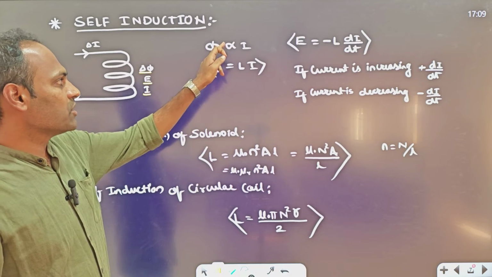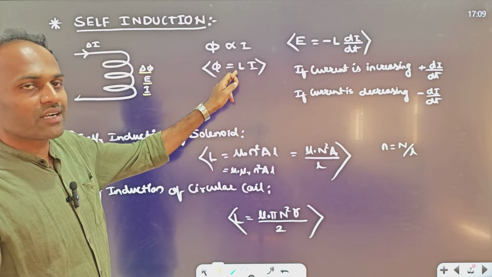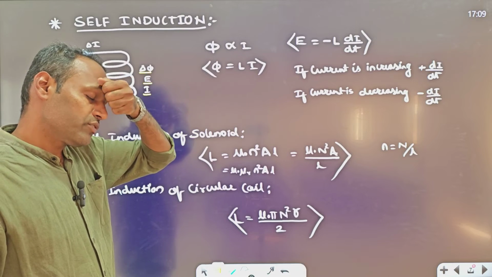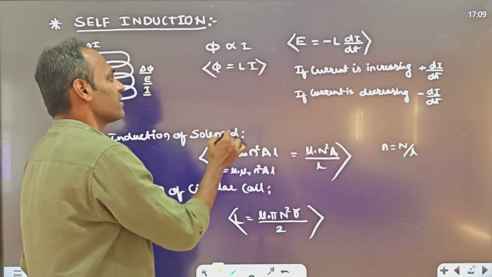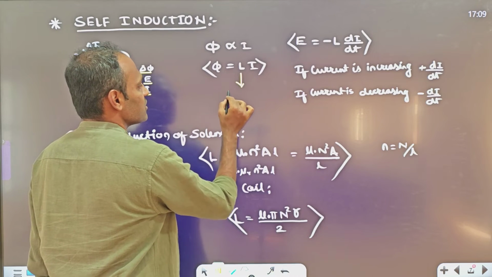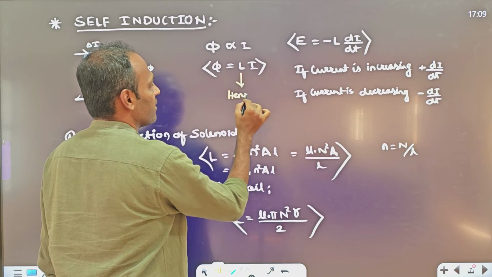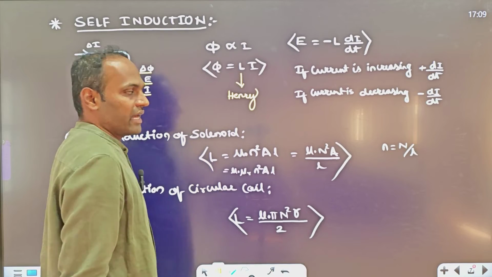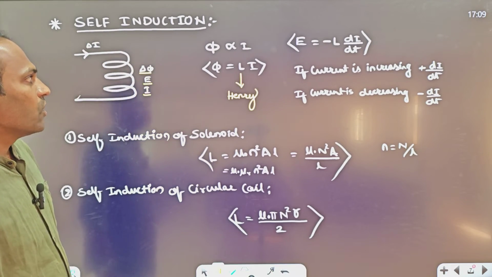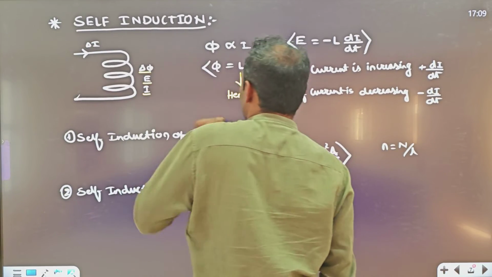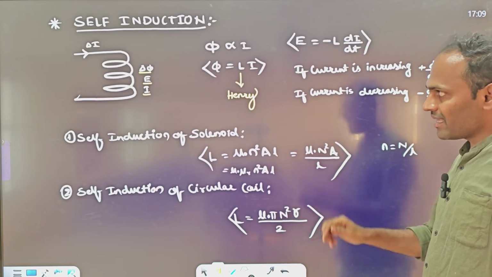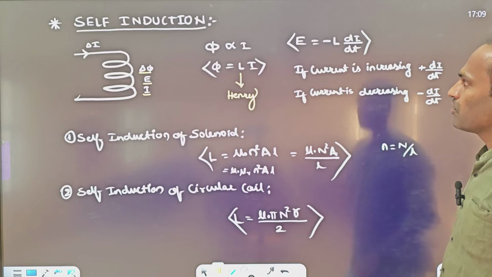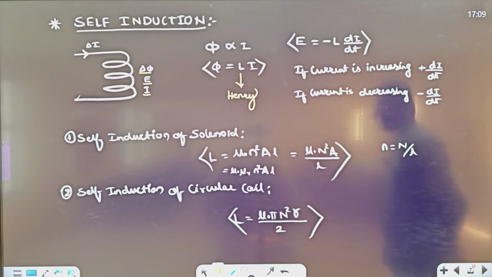And when we remove the proportionality symbol, we'll get a constant called coefficient of self-inductance, L. This L, coefficient of self-inductance, its SI unit is Henry. Okay, so in this case, the EMF induced is given by E is equal to minus L di by dt. The EMF induced in this coil is E equal to minus L di by dt.